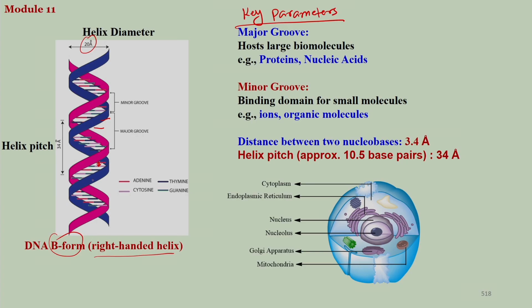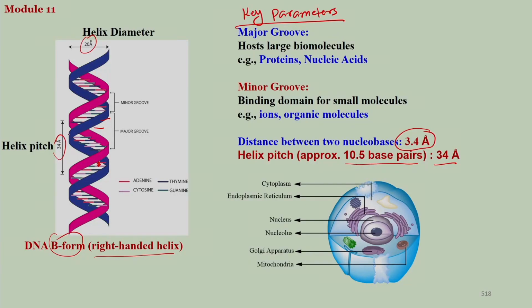This is the distance between the neighboring nucleobases. In this form it is around 3.4 angstrom, and in a helix pitch that distance is 34 angstrom. That means one complete turn is 34 angstrom, which means each helix pitch, or each complete turn, contains about 10.5 base pairs on average.